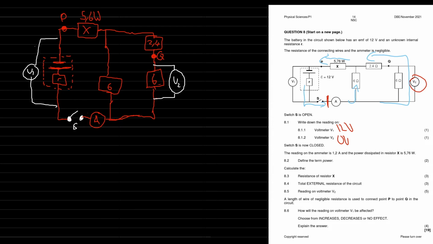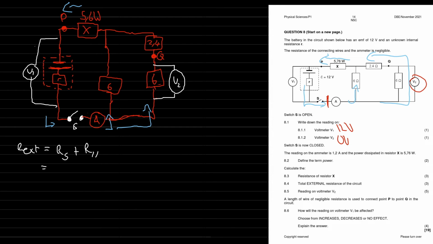I've redrawn it here to make more sense of the parallel circuit. The current goes down here, then splits between the 6 ohm resistor and the 6 and the 2.4 branch, then joins back together and keeps on going. So we need to calculate the external resistance. Our external resistance is equal to our series resistor, which is X, plus R parallel of the branches.